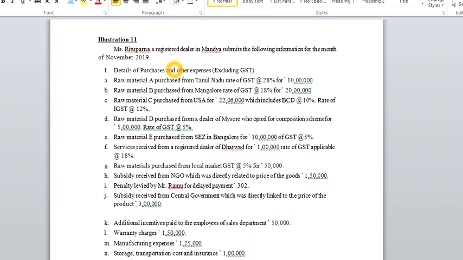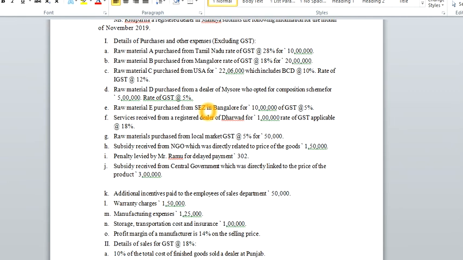Details of purchases and other expenses excluding GST. So they have given the details of purchases and other expenses excluding GST. So you have to remember one thing. No transaction should include GST while computing transaction value. Transaction value calculate ಮಾಡುವಾಗ ಯಾವುದೇ transaction ಅಲ್ಲಿ GST include ಆಗಿರಬಾರ್ದು.